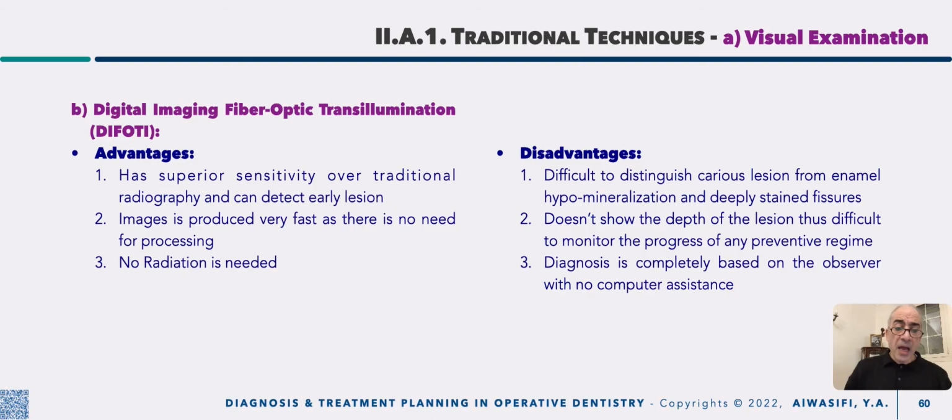Advantages of the DIAGNOcam include its superior sensitivity over traditional radiographs, and it can detect early lesions, because later on we will discuss that radiographs cannot detect lesions unless they cause at least 40% demineralization. Less than 40% demineralization cannot produce the required visible radiolucency to be detected on a radiograph. But here with the DIAGNOcam, the sensitivity is much more accurate than that of radiographs.